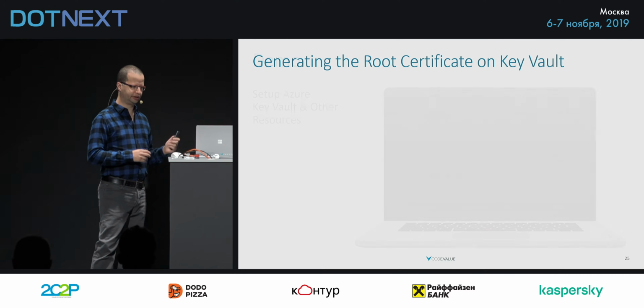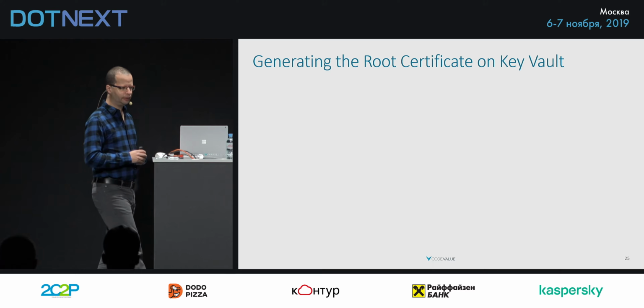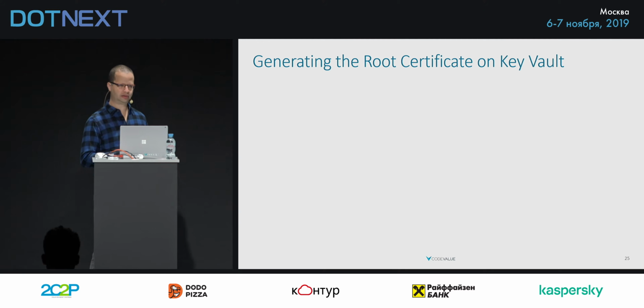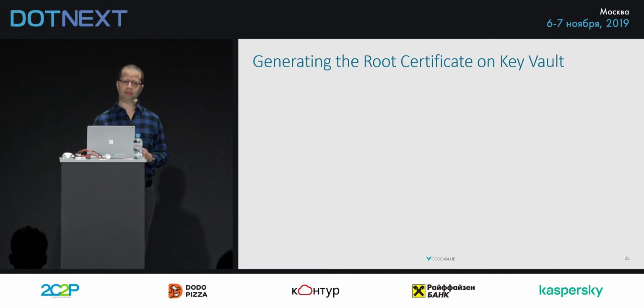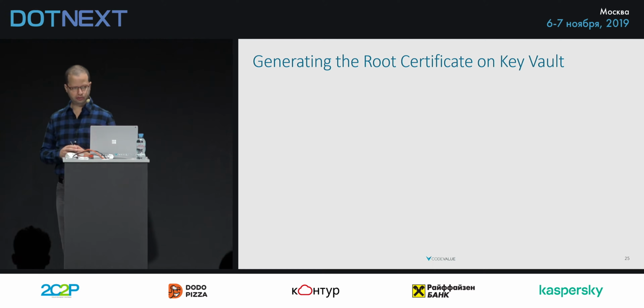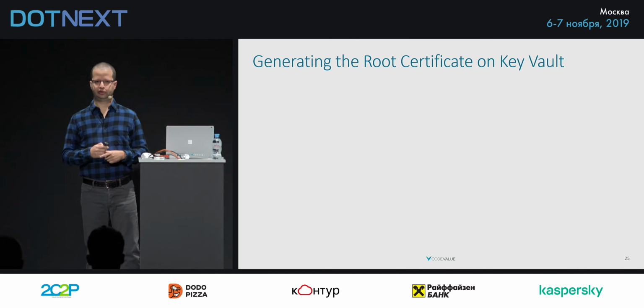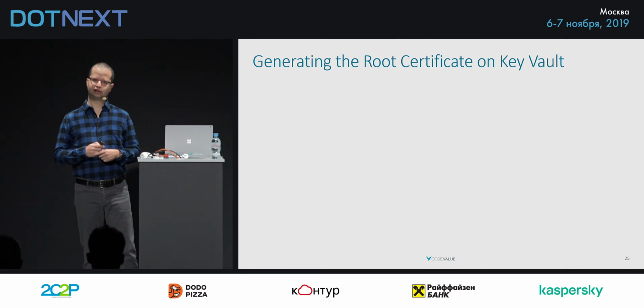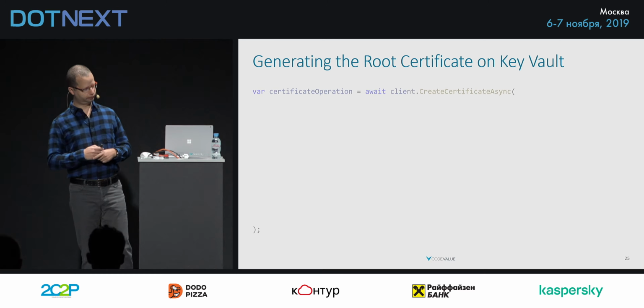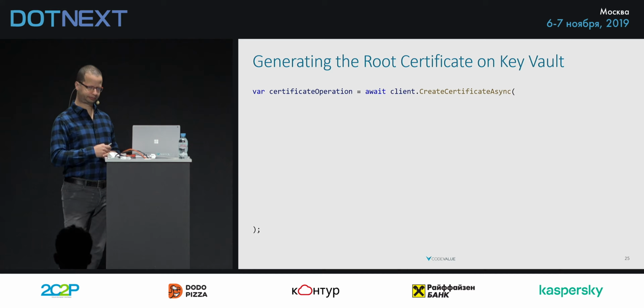So we have our resources, and now we want to get ready to build our CA. But before we build our CA, we need to generate the root certificate. Remember, the root certificate, you need to secure it very safely. Now, one way to generate it is to generate it directly on Key Vault. The way we do it is the following.